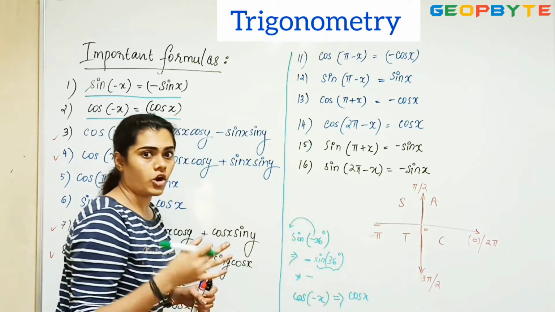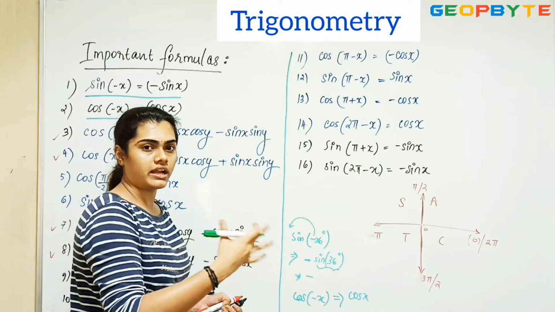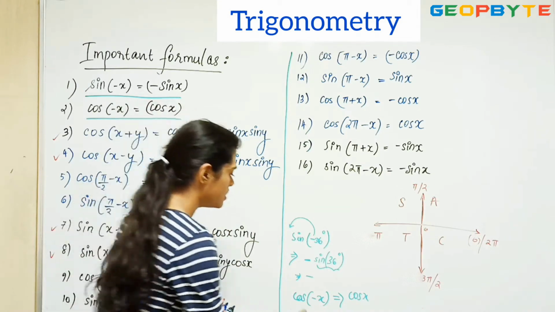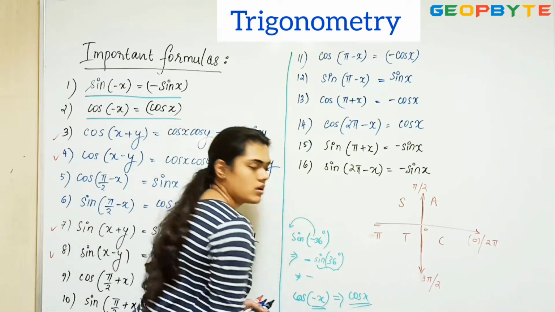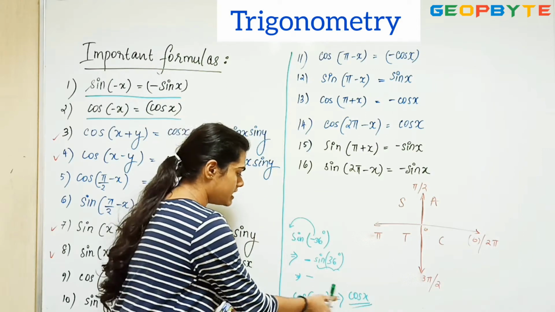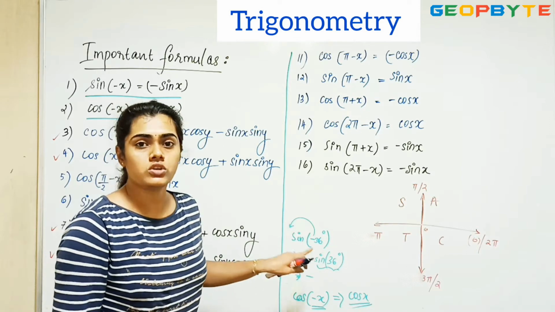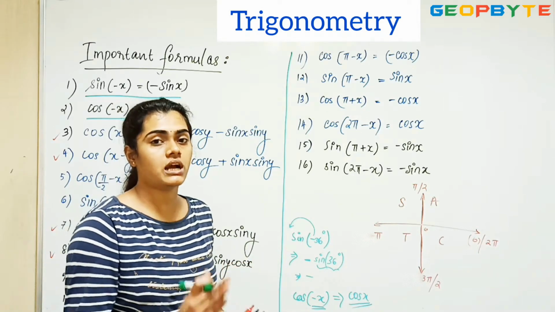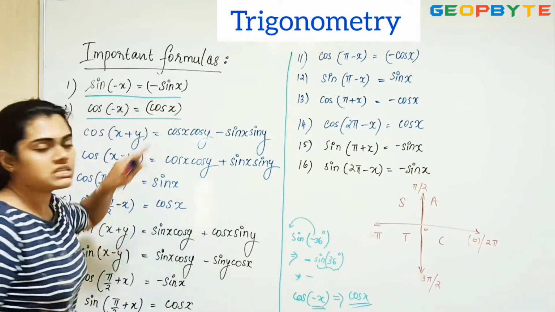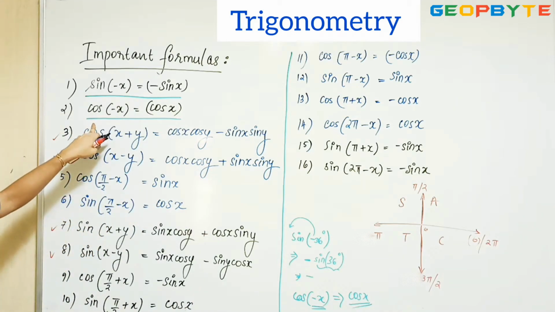So be it positive or negative, the value of cos will always be positive. So any negative angle will have a positive value, and any positive angle will also have a positive value. Only we have to take care of the sign. So sine will have the minus sign coming outside, that is minus sin x. This is cos x alone.